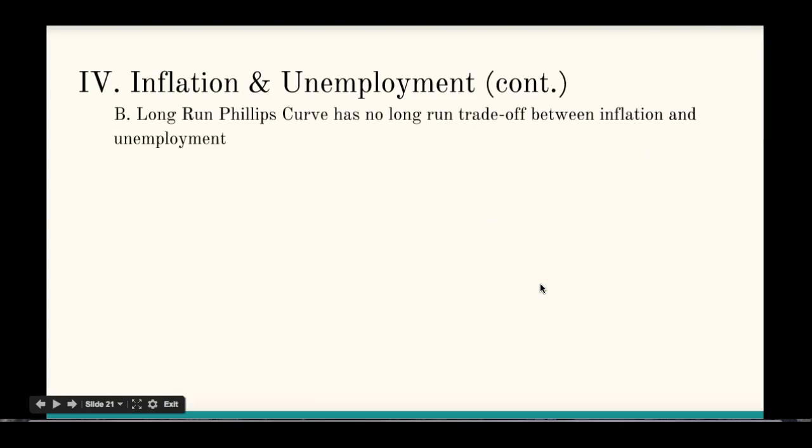What about the long run? Well, with the long run, there is actually no trade-off. There's no trade-off between inflation and unemployment.